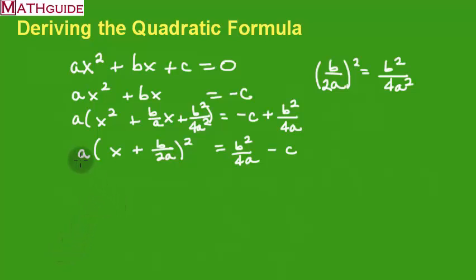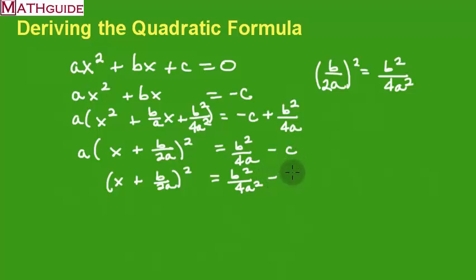Alright, next step, I need to get rid of this a, so I'm going to divide both sides by a. So if I divide by a, that'll get rid of it on this side. So I have this, still squared. Okay, divide all this by a, so it'll be b squared over 4a squared.